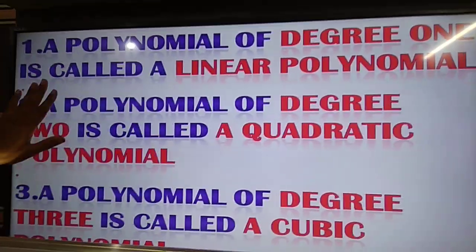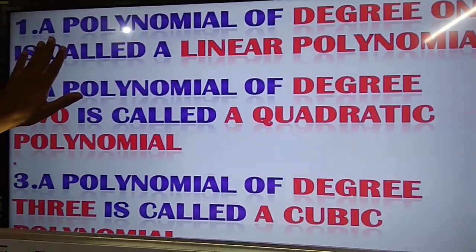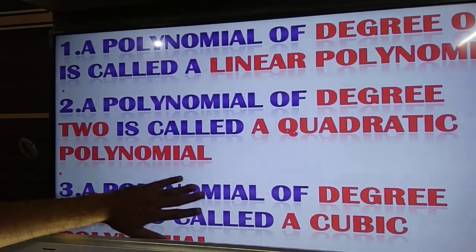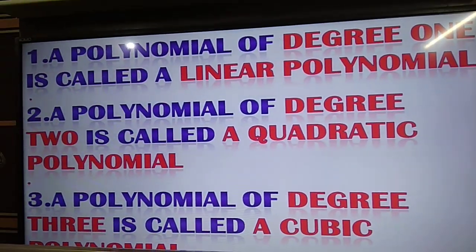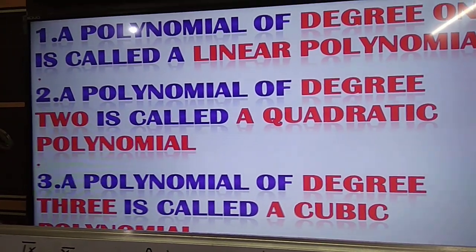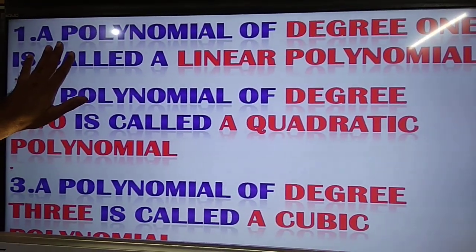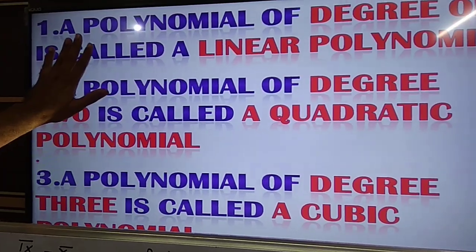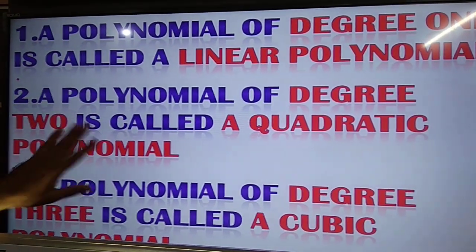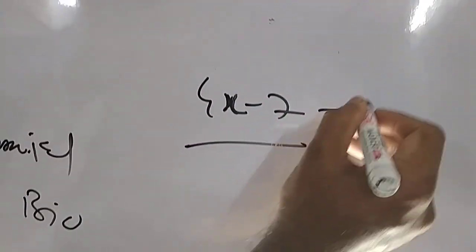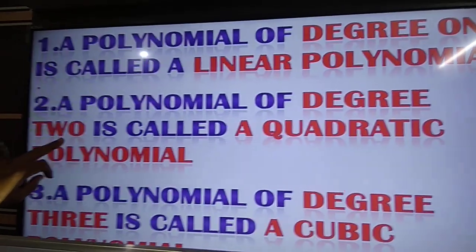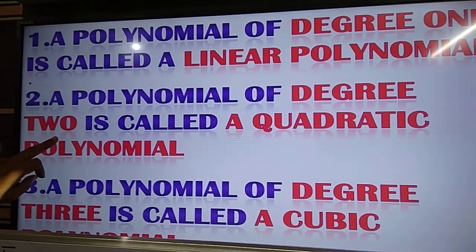On the basis of degree, you know degree means the highest power of the variable. On the basis of degree, polynomials can be classified as linear polynomial, quadratic polynomial, cubic polynomial, and later on they are called polynomials of degree 4, degree 5. Now what is a linear polynomial? A linear polynomial is a polynomial having degree 1. For example, this minus 7, the degree of this polynomial is 1, which means this is a linear polynomial.